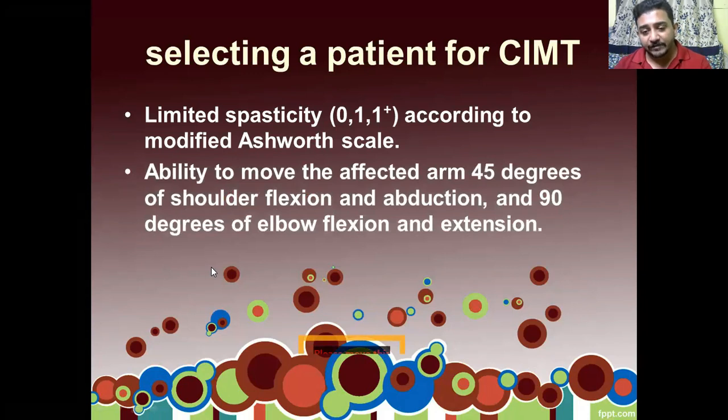Ability to move the affected arm: 45 degrees of shoulder flexion and abduction, and 90 degrees of elbow extension, and wrist extension. Elbow flexion and extension. So these are basic things, 45 degrees of shoulder. Now you may ask me, sir, for a patient who is able to do wrist extension, finger extension, thumb abduction, shoulder flexion, abduction, and elbow flexion and extension, why is there a need for constraint induced movement therapy?